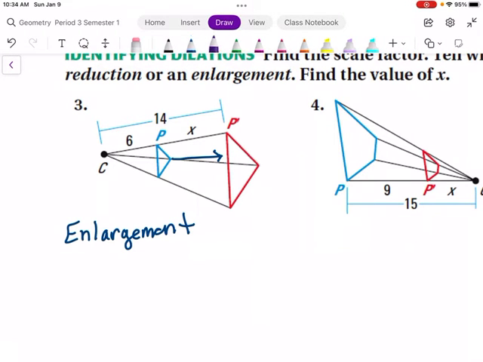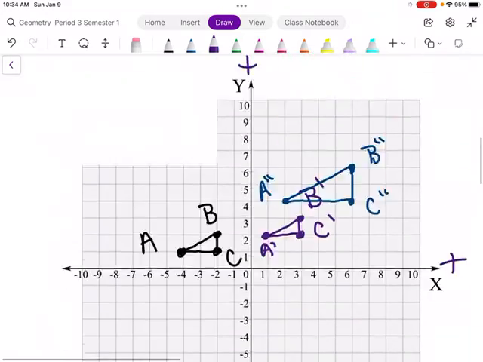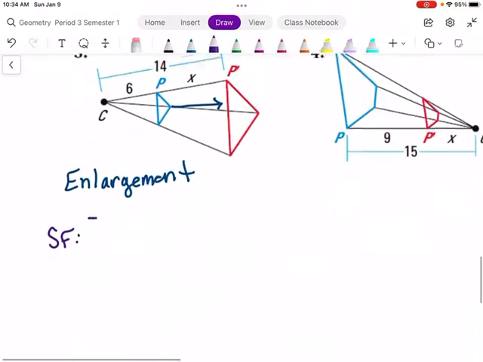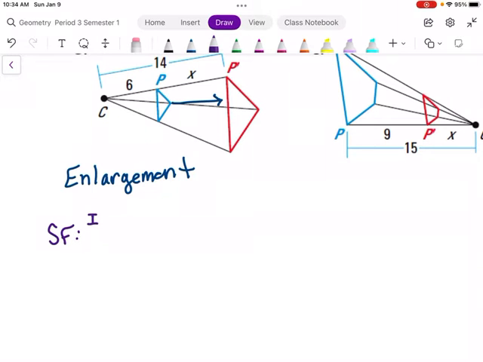And we need to identify the scale factor. And remember, with your scale factor, you put the image above the pre-image.